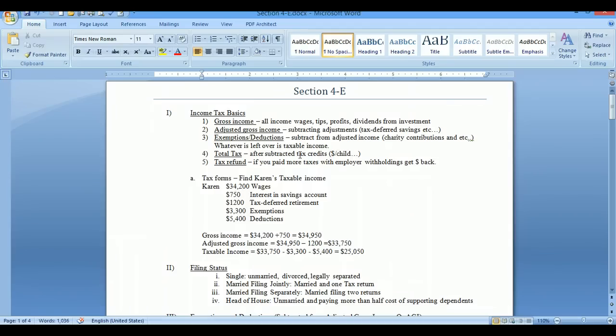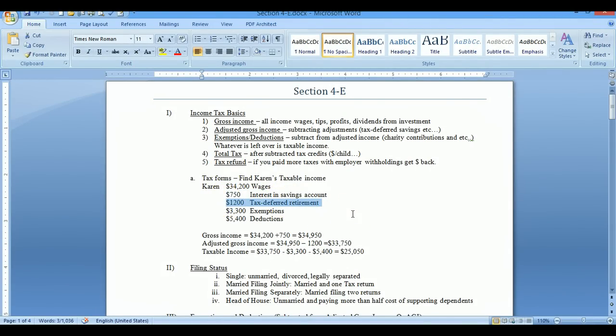So we need to first find her gross income. This is everything all added together. So we need to add her wages and her interest. So our gross income will be $34,200 plus $750, which makes her gross income $34,950.